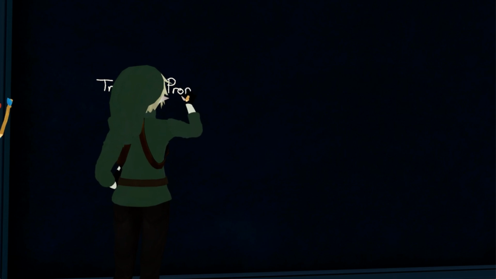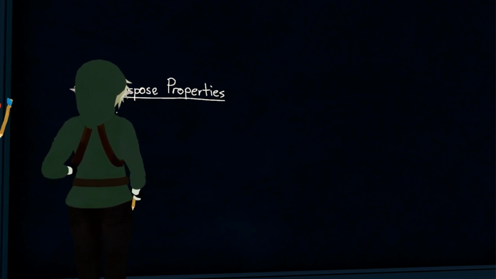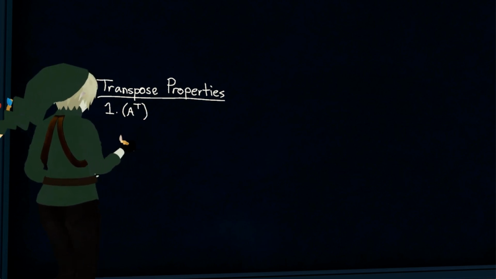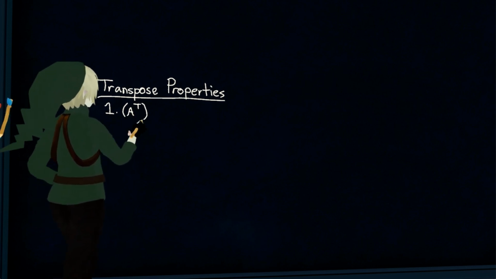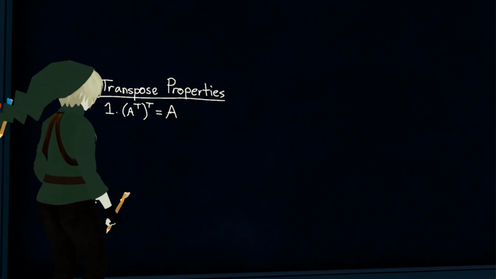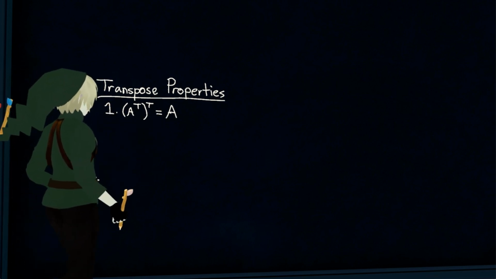Yes, we got transpose properties. Okay. If you want to transpose a transposed matrix, you're just gonna get A back. That's it. So if you're curious what happens if I do it twice, you just get the original matrix.